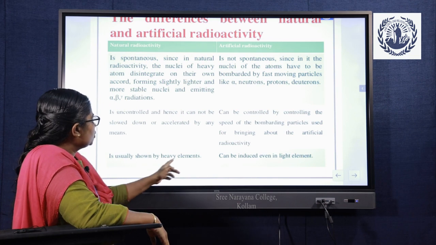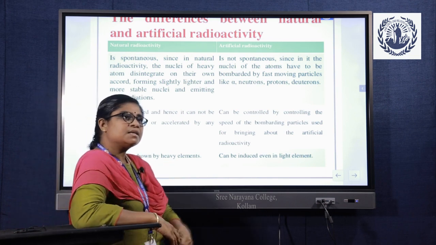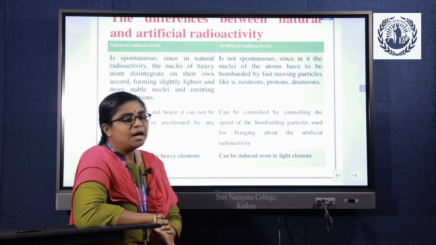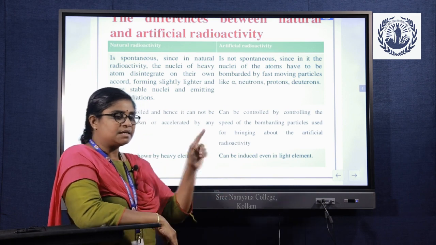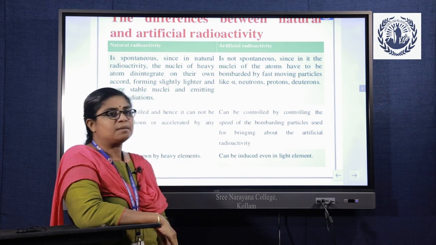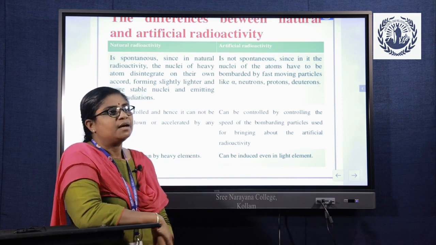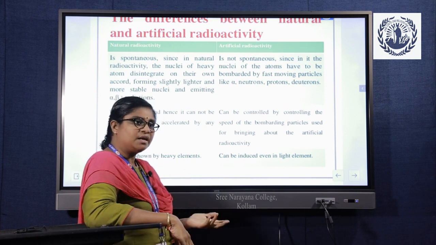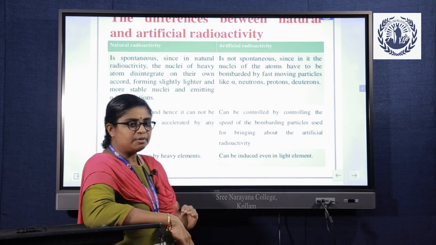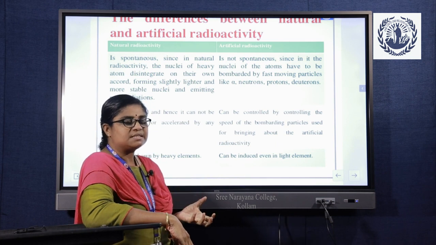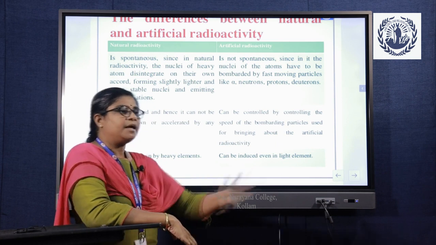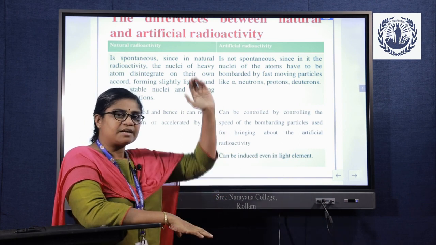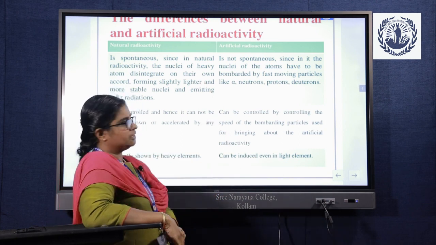It is usually shown by heavier elements, that is atomic number above 83. They are naturally unstable nuclei, that is, their number of neutrons is greater than the number of protons. Because of that, the N by P ratio, that is the neutron to proton ratio, will be higher than 1. That is why they have an unstable nucleus, and because of this they emit alpha, beta and gamma radiations, trying to reach a stable one.